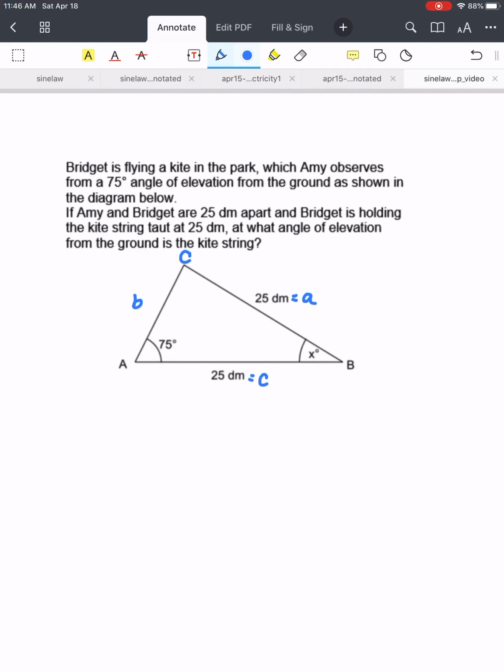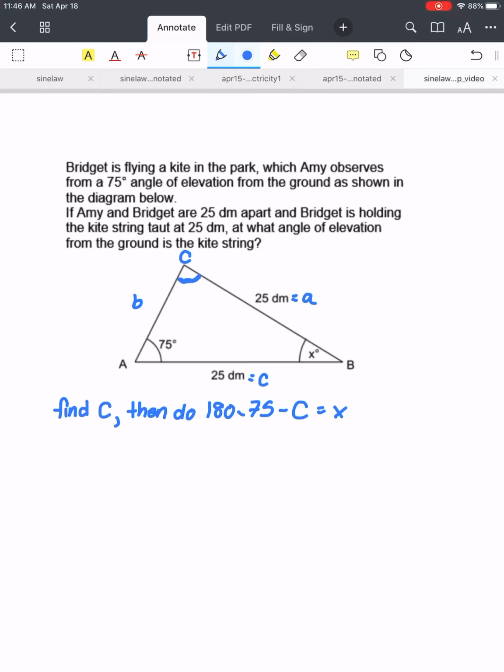So we're looking for this angle, but we don't have the side length b. That means we're going to need to solve in steps. What we're going to do is find angle C, because we have enough information to find it, and then do 180 minus 75 minus angle C, which is going to be our x. So we look for this angle first, and then when we have that angle, we can use it to find x.